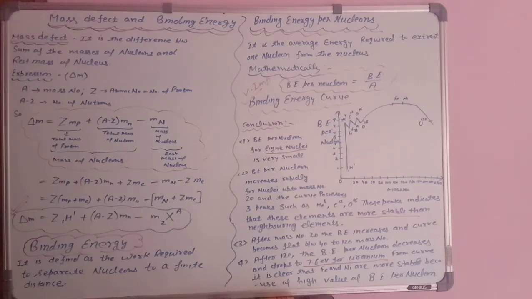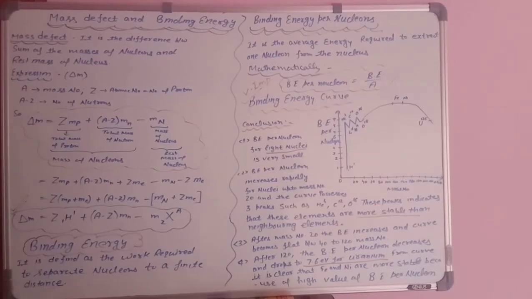That means this difference, for example, if I tell you that the mass of the nucleus is 48 gram, but the mass of proton and neutron is 50 gram, then what is the difference between both? The difference is 2 grams. So that 2 gram difference is known as mass defect.